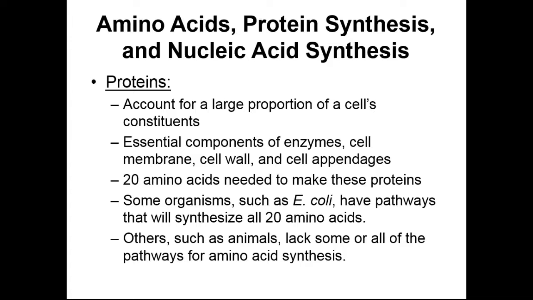All proteins are going to be made of 20 individual amino acids. Some organisms, like E. coli or most bacterial species, are capable of synthesizing all of the 20 amino acids that they need. So generally speaking, bacterial species make all of the amino acids that they need. We as human beings and most other animals are going to be unable to synthesize some of the amino acids we need. These amino acids that we cannot synthesize on our own are known as essential amino acids. And these are amino acids that we can only get from dietary sources because we cannot make them in our cells.